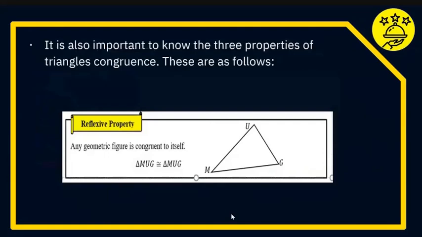Now, it is very important to know the three properties of triangle congruence. They are as follows. First is the reflexive property. Any geometric figure is congruent to itself. So reflexive means it is equal to itself. So we have triangle MUG is congruent to triangle MUG. That is the reflexive property.